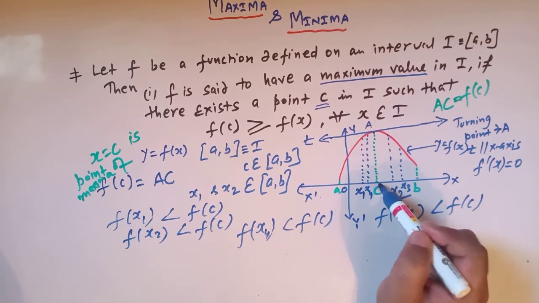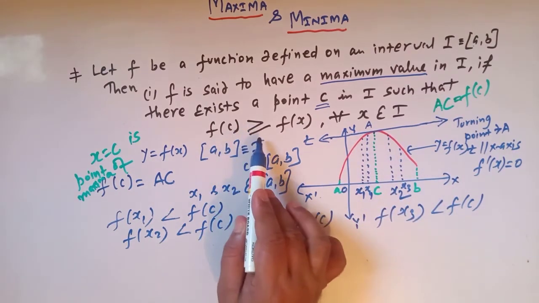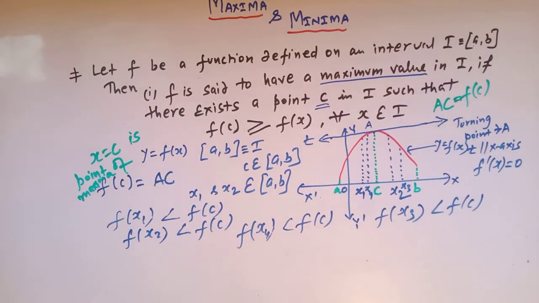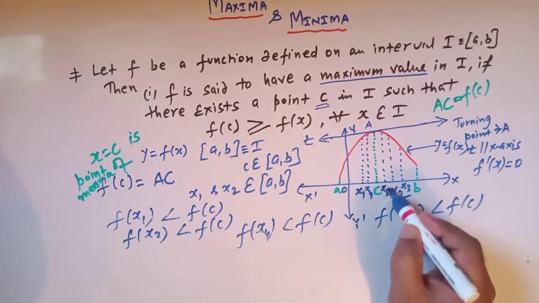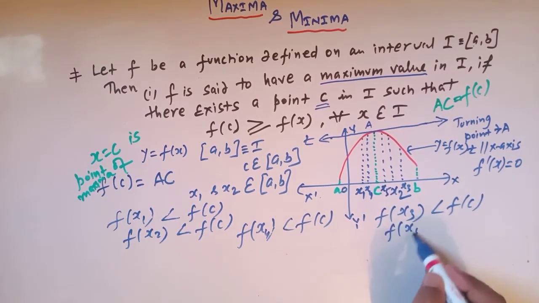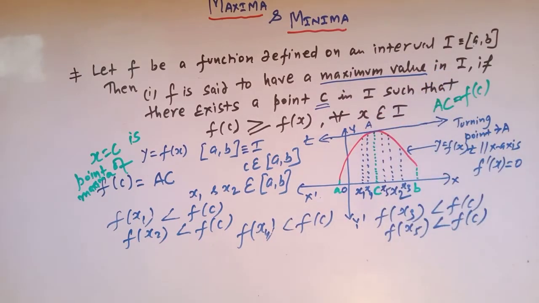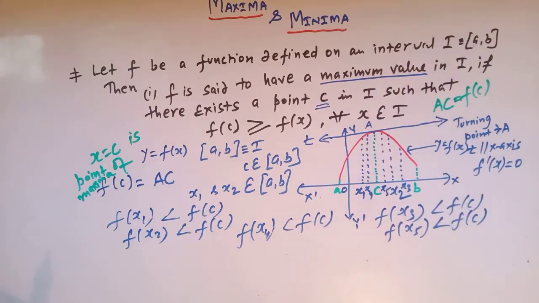So here the derivative is 0, and this point is a point of maxima. Point C is the point of maxima because f of c is greater than or equal to f of x for all x belonging to I. Similarly, if we take this point, say x5, f of x5 is again less than f of c. So f of c is the greatest value, and this constitutes the maximum value of f.